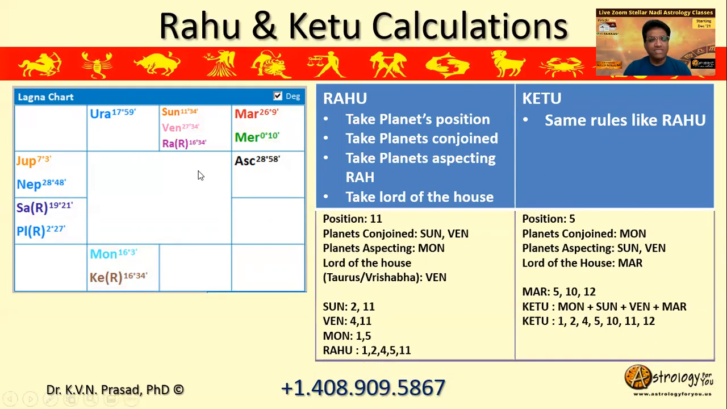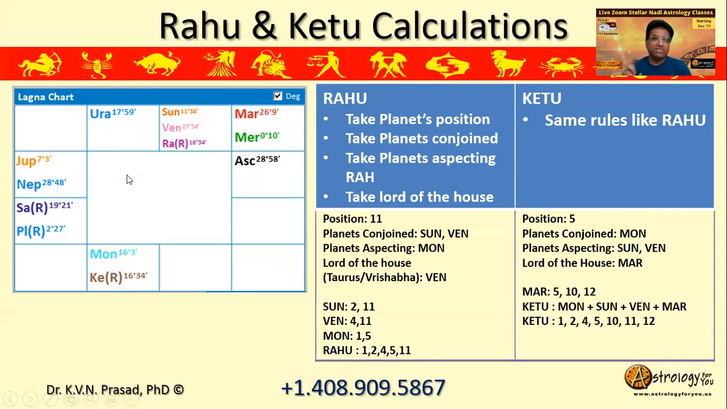Where is Rahu located? Rahu is in the 11th house. Say 1, right? 1, 2, 3, 4, 5, 6, 7, 8, 9, 10, 11. So 11th house. That is the 11th bhavam. Write down, position is 11. What planets are conjoined with Rahu? You'll say Sun and Venus, right? Sun and Venus.